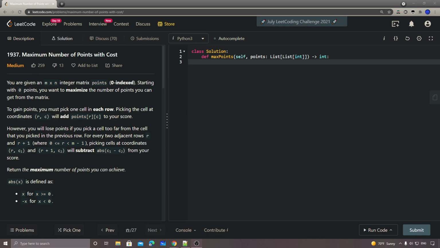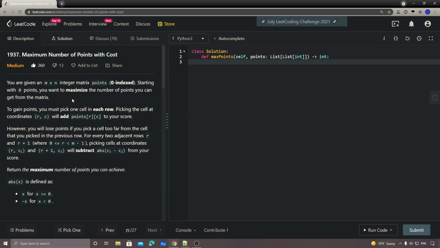So this time LeetCode number 1937, maximum number of points with cost. Okay, so you're given an m by n integer matrix, points, and we want to maximize the number of points we can get from the matrix.